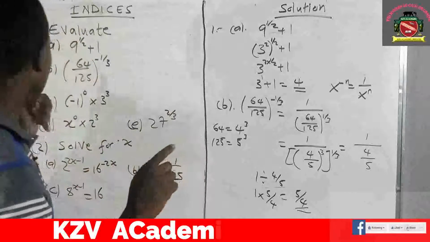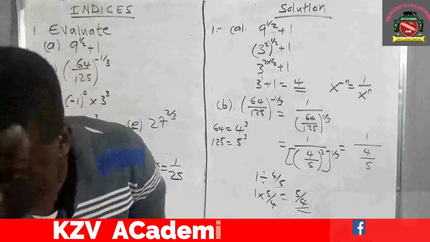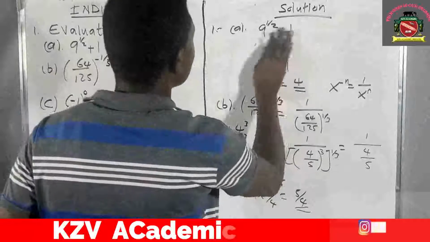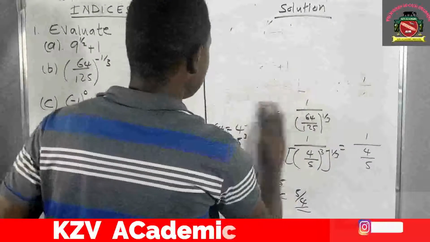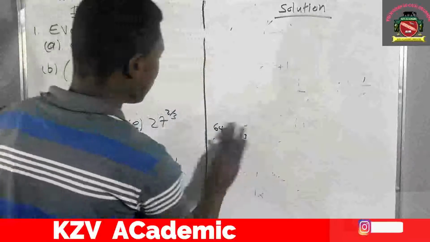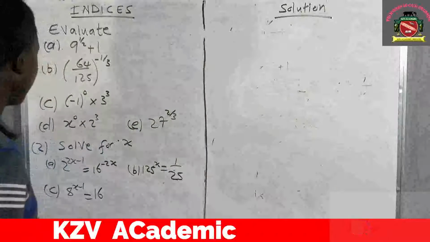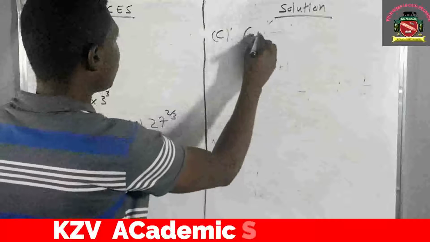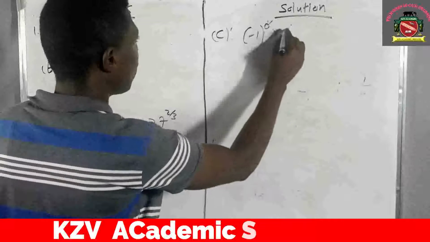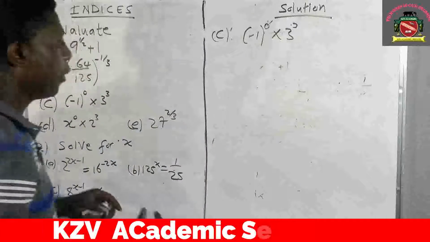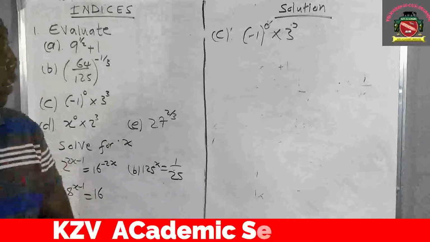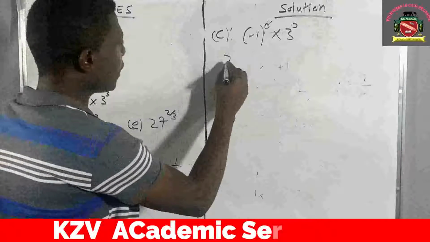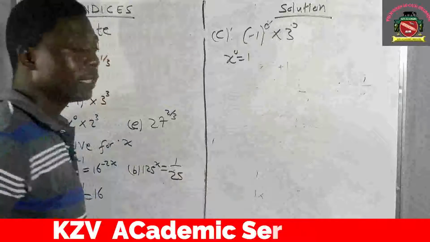Now we move on to C. So question 1C, what are we saying on question 1C? Again, the question is very simple. We are saying C is negative 1 to the power 0 times 3 to the power 3. Now you look at this one, any number that is raised to the power 0 is equal to 1. Suppose x is a number, say x to the power 0 is just 1.